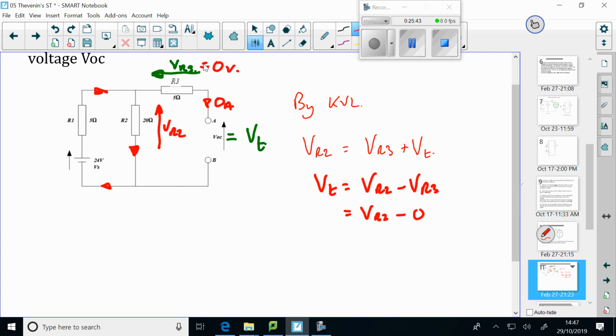There's no value for VR2 yet. We haven't calculated it, have we? But looking at that circuit, not all circuits are the same, of course. But in this case, we've got this series resistor here, but because of the open circuit at the output terminals, there's no current flowing through it. So the open circuit voltage is the same as the voltage across R2. So how can we find the voltage across R2?